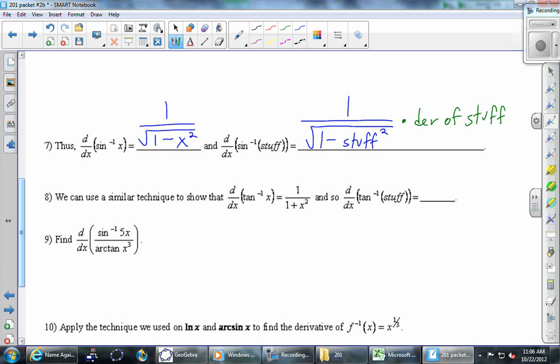Okay, so we'll prove that one. We're not going to prove the one for inverse tan, but it's something similar. It turns out the derivative of inverse tan of x is 1 over 1 plus x squared. It looks similar, but there are some differences. So if it's 1 over 1 plus x squared, can you guys fill in the blank over there? Again, using the chain rule. Normally it's 1 over 1 plus x squared. So what is it now? 1 over 1 plus stuff squared. And in green, derivative of the stuff.